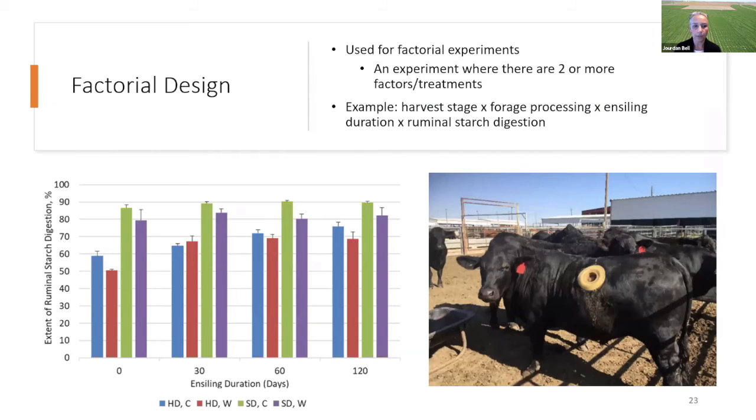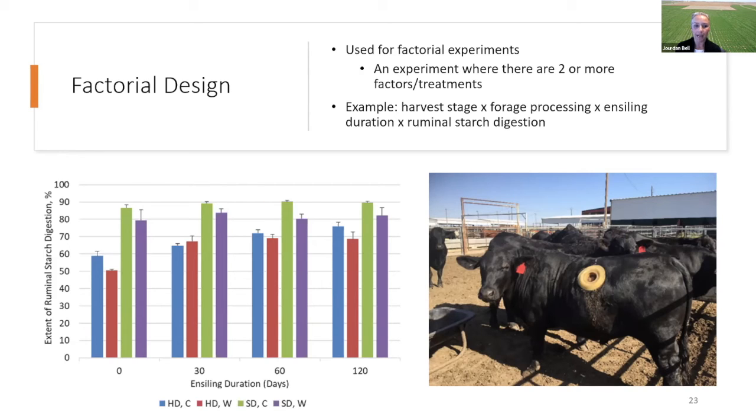Also, factorial designs. Factorial designs do allow us to look for compounded treatment effects. So you can use this when you have an experiment where there are 2 or more treatments. So here's another example from some work we did with silage, looking at harvest stage. We had hard dough and soft dough. We had forage processing, where we had berries that were whole or berries that were cracked.